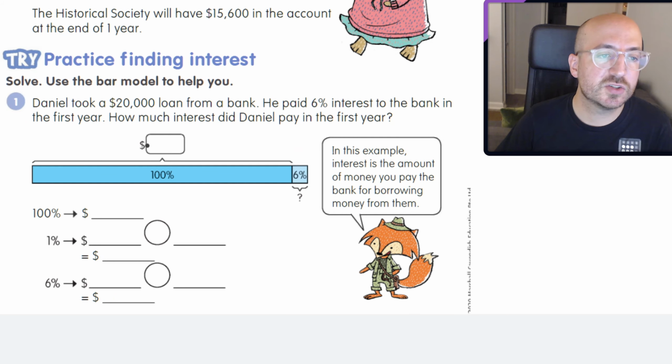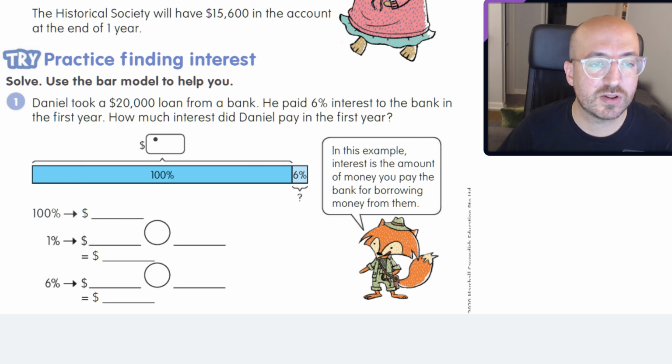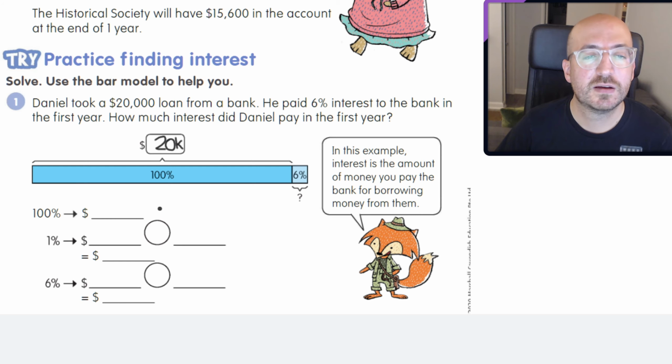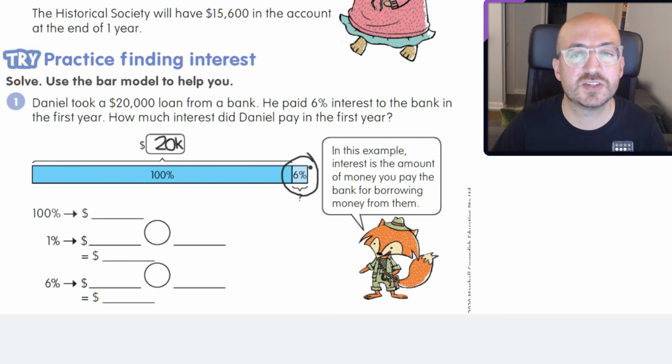Yeah, he got interest on a loan. So Daniel took out a $20,000 loan from a bank. So I'm going to write 20K, 20K loan from a bank. He paid 6% interest on that in the first year. How much interest would that be?